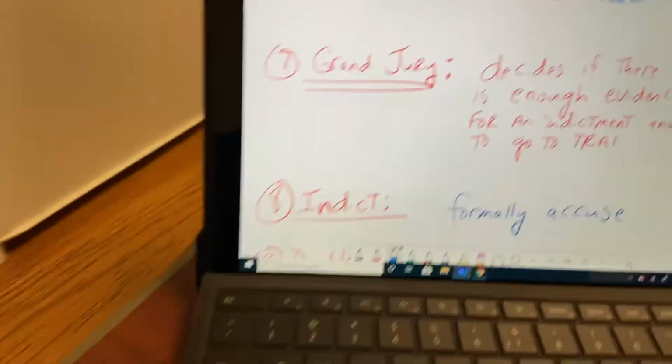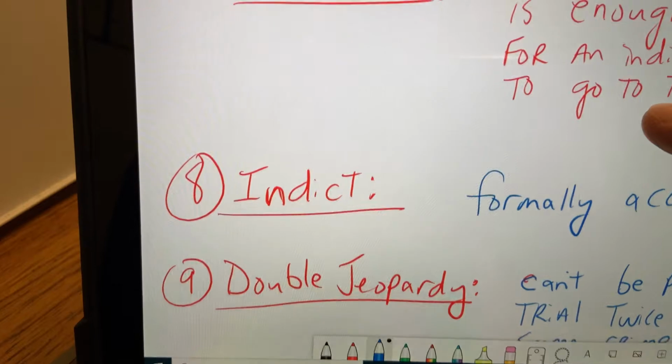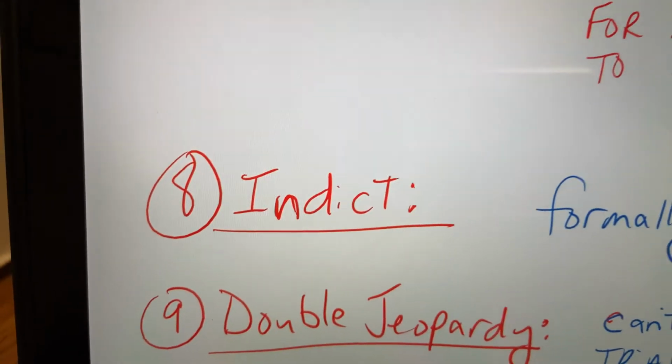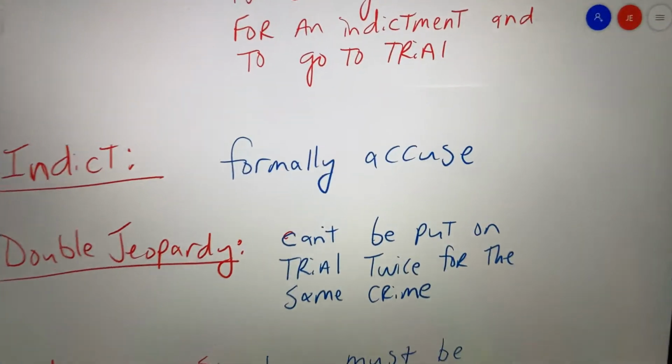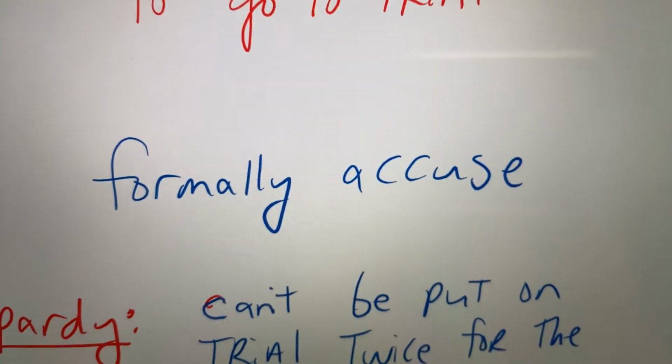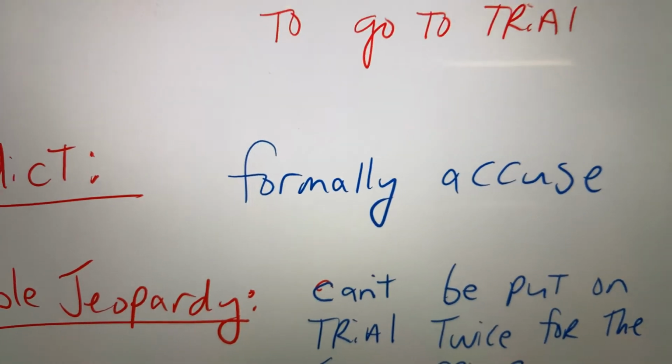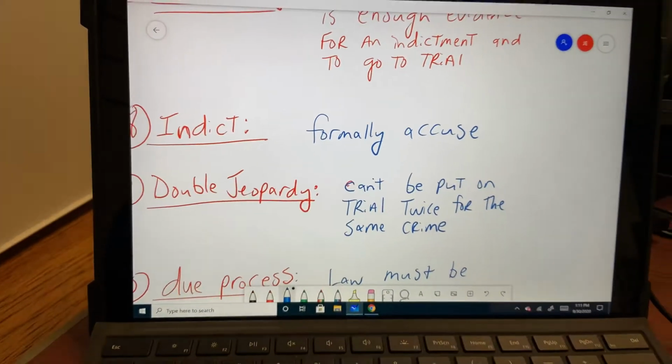Our vocabulary word number 8 is indict. The C is silent. That means to be formally accused or charged with a crime. Once the grand jury issues an indictment, you've been formally accused of it. One thing in America, if you're going to jail, you'll know why. If you're being held in jail, you'll know why. I mean, you might be innocent of it, but you'll know why you're there. You'll know the charge.